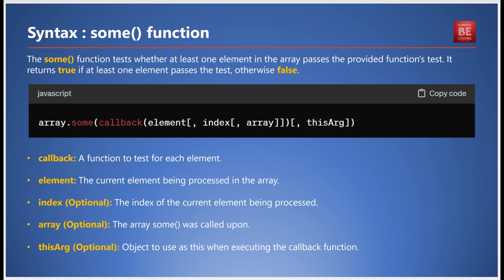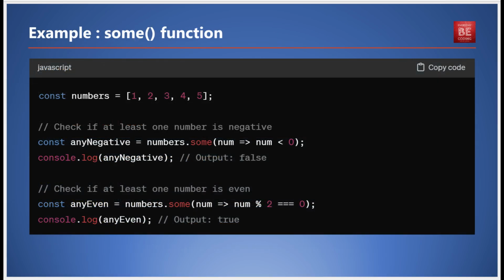The syntax for some is similar to every. It takes a callback function with the same arguments, the current element, its index, and the array. Again, you can specify a thisArg. Using the same array of numbers, you can use some to check if at least one number is negative. The function will return false because none of the numbers in the array are negative. But if you check if at least one number is even, it's going to return true because there are indeed even numbers in the array.